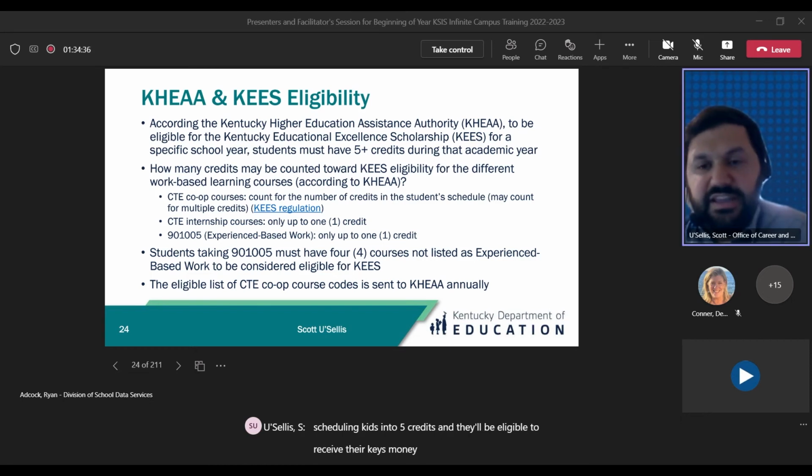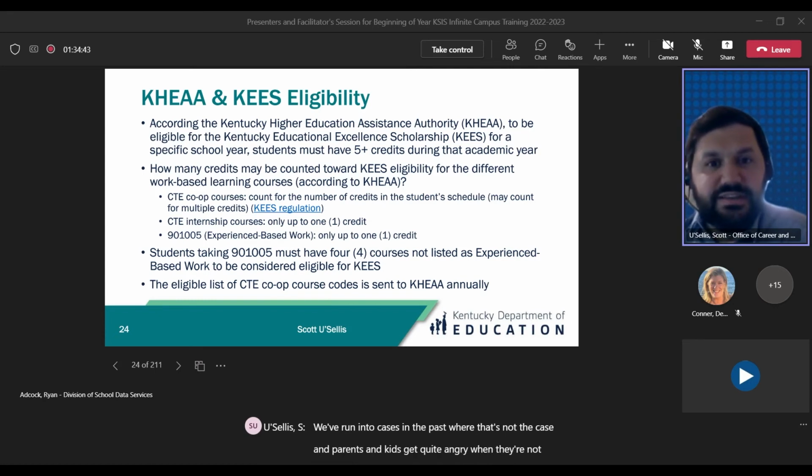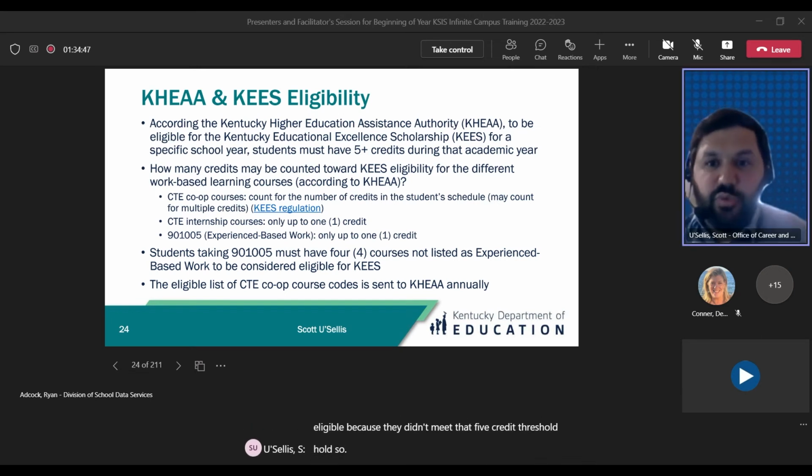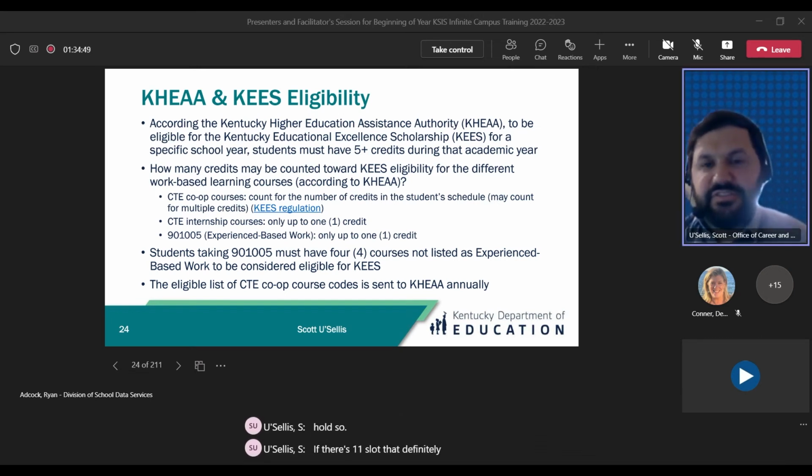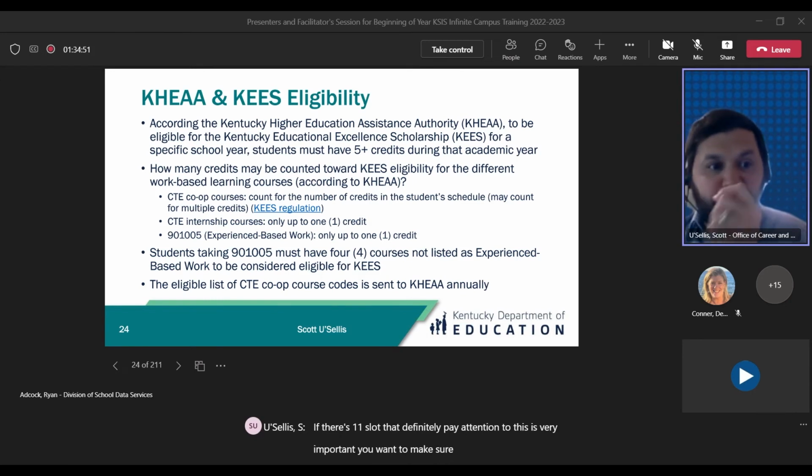We've run into cases in the past where that's not the case, and parents and kids get quite angry when they're not eligible because they didn't meet that 5 credit threshold. So if there's one slide to definitely pay attention to, this is very important. You want to make sure that they do, in fact, that they're eligible to get those 5+ credits.